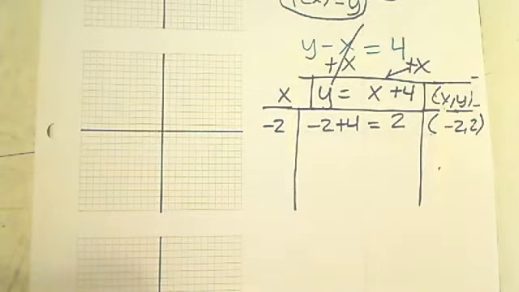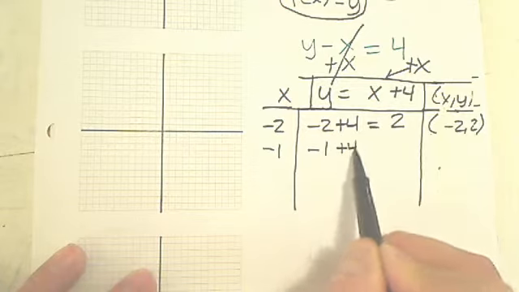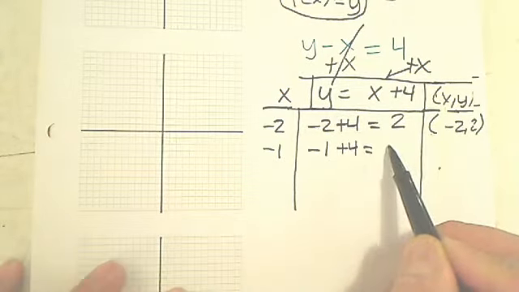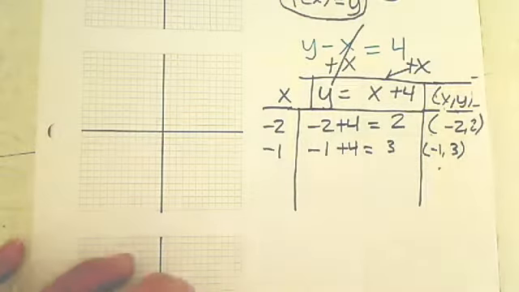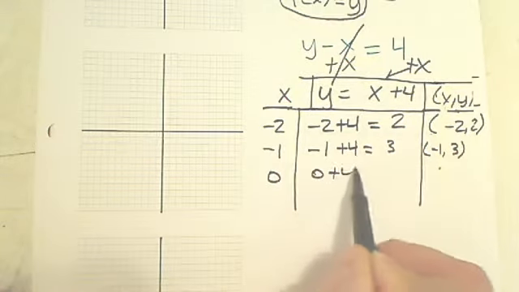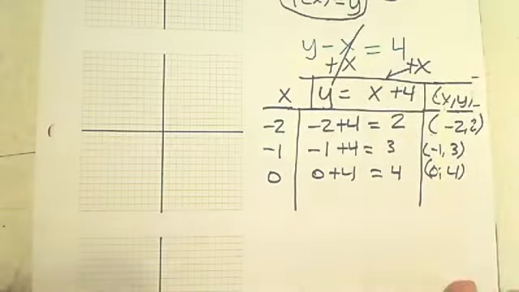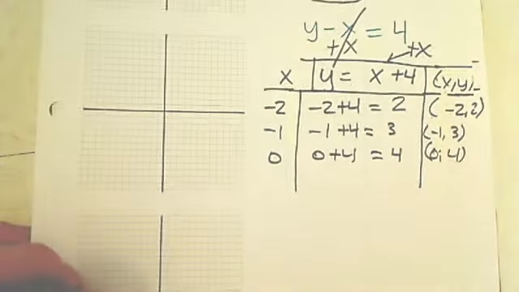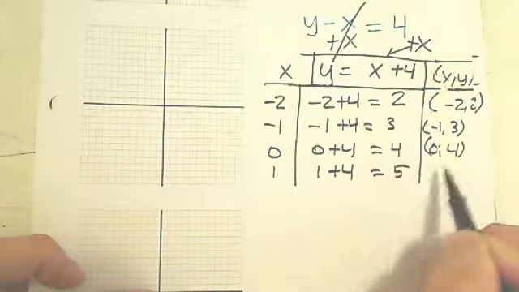Use -1 next. In place of x, -1 plus 4 is 3. So then I have -1, comma 3. Always include 0. 0 plus 4 is 4. 0, comma 4. Let's do a couple more. Let's do 2 positives. Let's do 1. 1 plus 4 is 5.